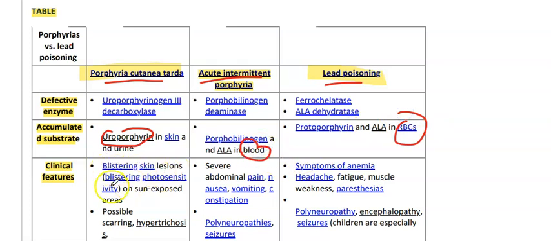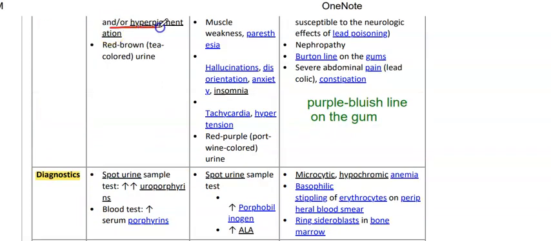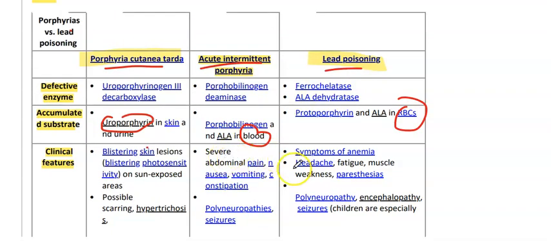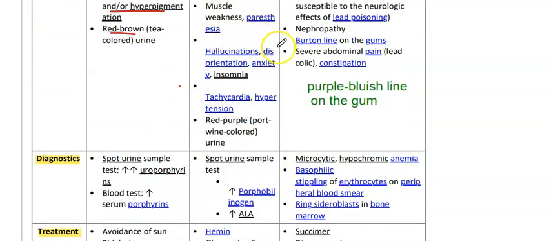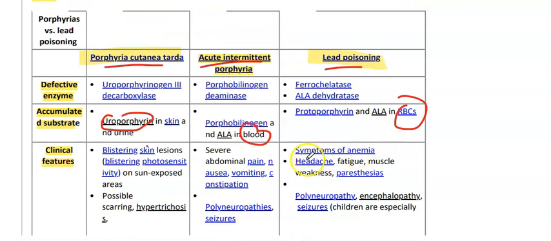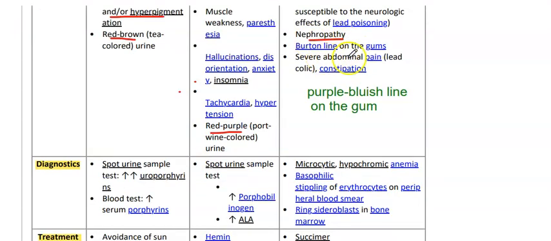Clinical features of PCT: blistering skin lesions on sun-exposed areas, possible scarring, hypertrichosis and or hyperpigmentation, and red-brown, tea-colored urine. AIP: severe abdominal pain, nausea, vomiting, constipation, polyneuropathy, muscle weakness, paresthesia, hallucination, disorientation, anxiety, insomnia, tachycardia, hypertension, and red-purple, port wine colored urine. In lead poisoning: symptoms of anemia, headache, paresthesia, fatigue, muscle weakness, polyneuropathy, encephalopathy, seizure, especially nephropathy, and Burton lines on the gums. These are purple-bluish lines on the gums. Severe abdominal pain, lead colic, and constipation.